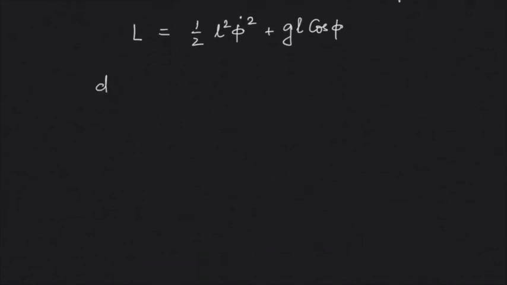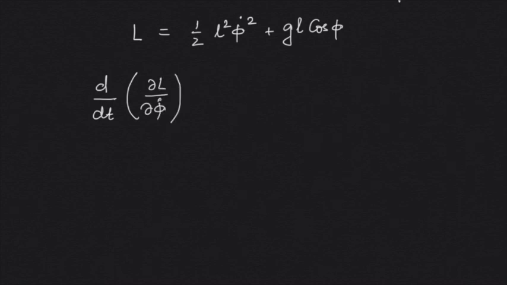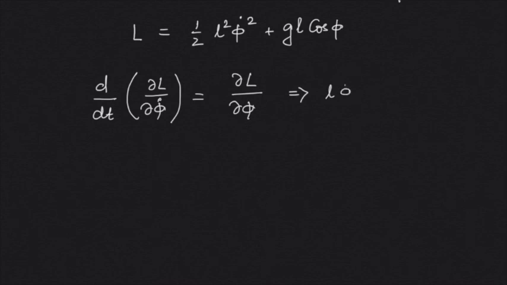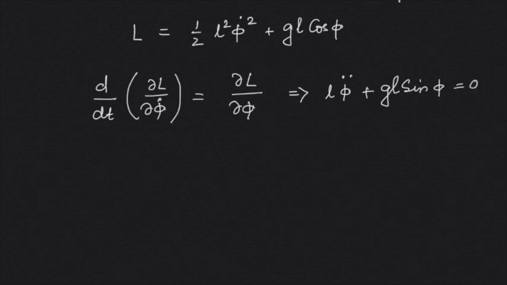And then I get the Euler-Lagrange equation: d/dt of del L del phi dot equals del L del phi. What will it give me? Del L del phi dot will give me L phi dot, and then I am doing a d/dt, so L phi double dot, and this will give me a minus sine phi, so this will be g L sine phi equals 0. Now this is all we know very well. Sorry, this is L squared.